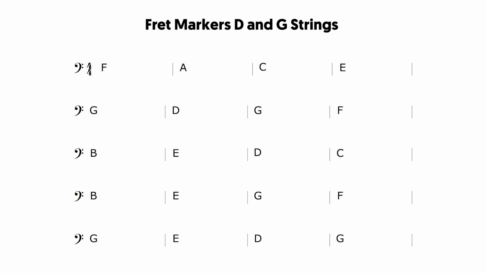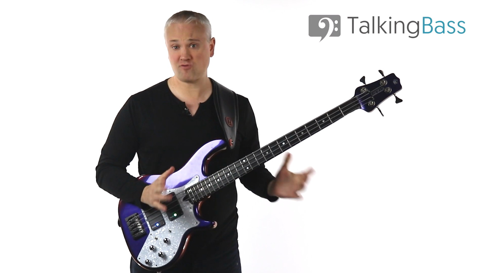1, 2, 3, 4, F, 2, 3, 4, A, 2, 3, 4, C, 2, 3, 4, E, 2, 3, 4, G, 2, 3, 4, D, 2, 3, 4, G, 2, 3, 4, F, 2, 3, 4. So that's the fret markers.